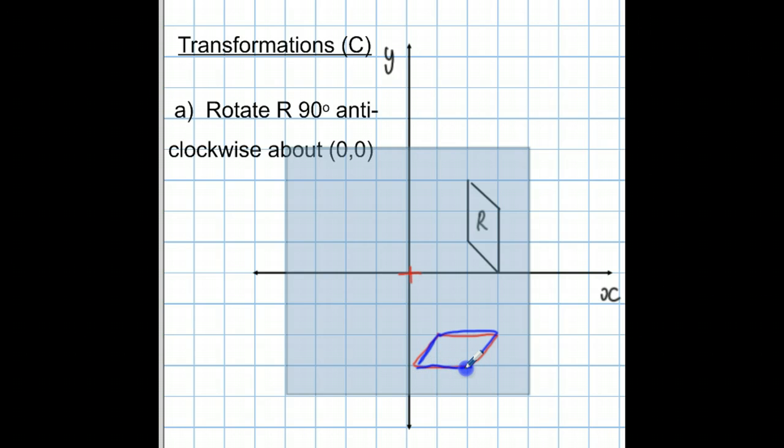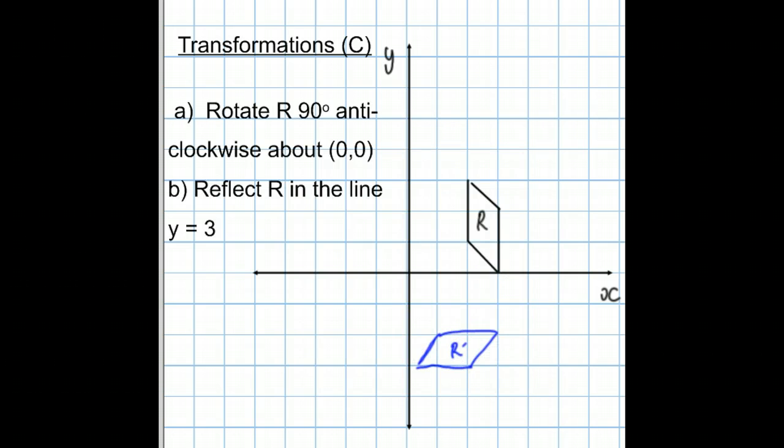Obviously, it'd be better if I used a ruler. And generally, you give it the same letter and put a dash there. And that's how you do a rotation. The only complications might be if the center of rotation was different, in which case you'd put your cross there rather than at the origin. So R dash was our rotation.